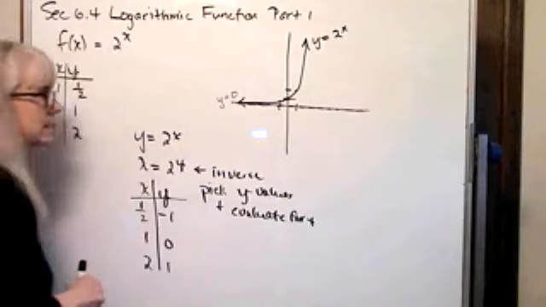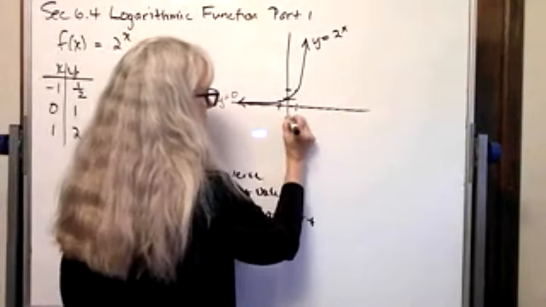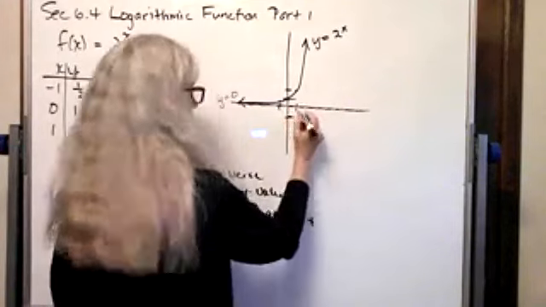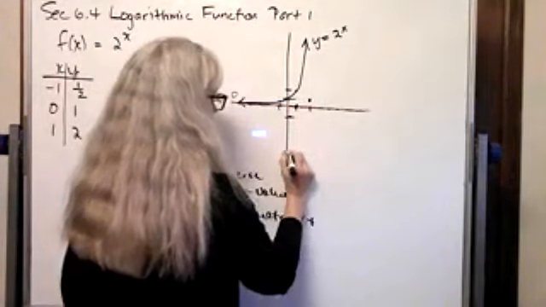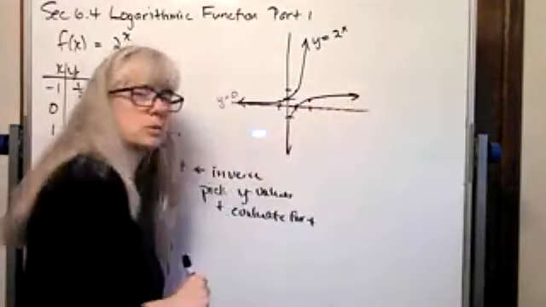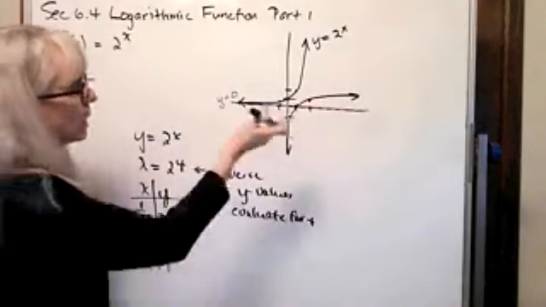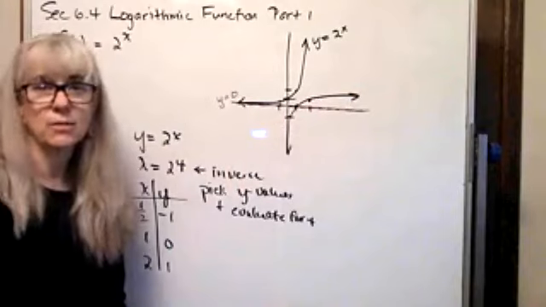Let's plot these. At 1/2, we're down at -1, so that would be down here. At 1, we're at 0. And then at 2, we're up at 1. So it's going to look something like this. And again, you can plug in some more values if you wanted a nicer curve, but those three are enough to give us an idea of what's going on.